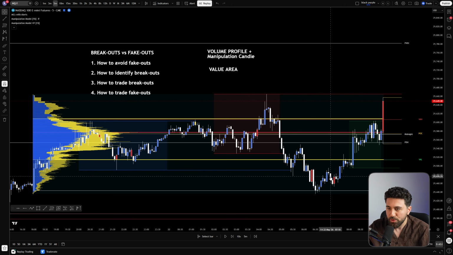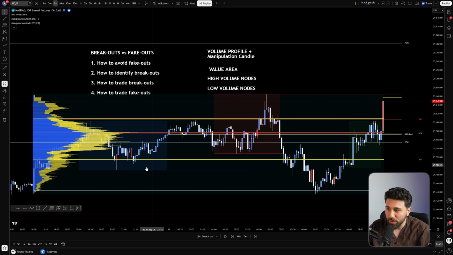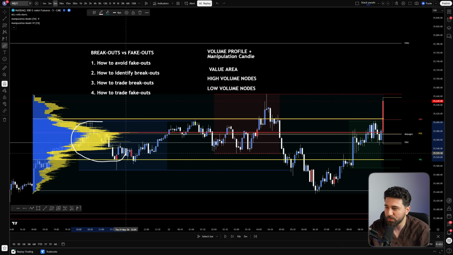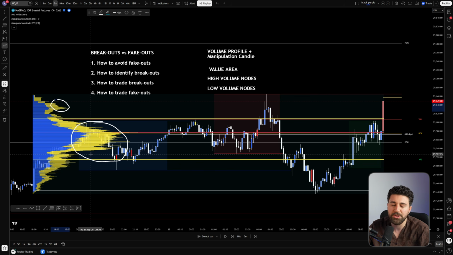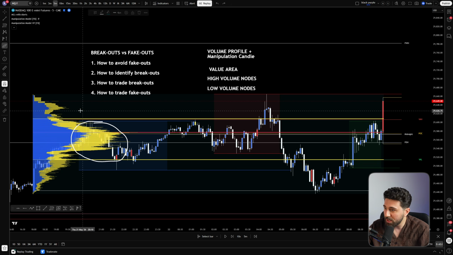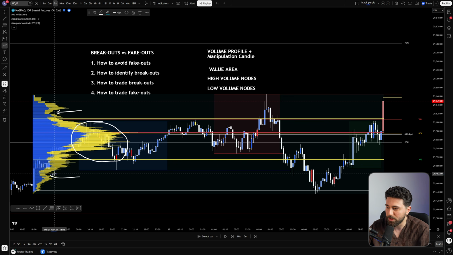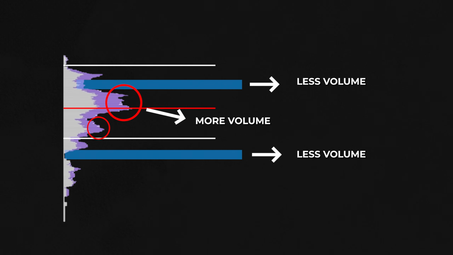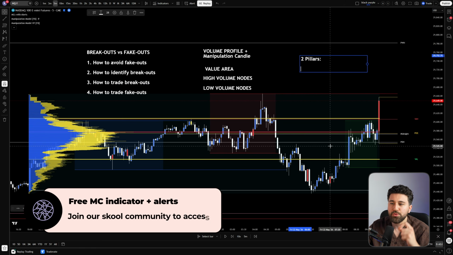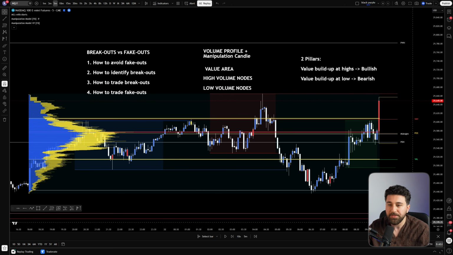And what I want you guys to understand here is that we will have high volume nodes and also low volume nodes. So for example, this one is a high volume node and this is also a high volume node, but still if you compare these two, there is a huge difference, right? And right here you would see a low volume node, or for example here as well. So these are just price areas where we can say more volume was traded at these price points or less volume. And it's very important to talk about our two pillars, and these are the following.